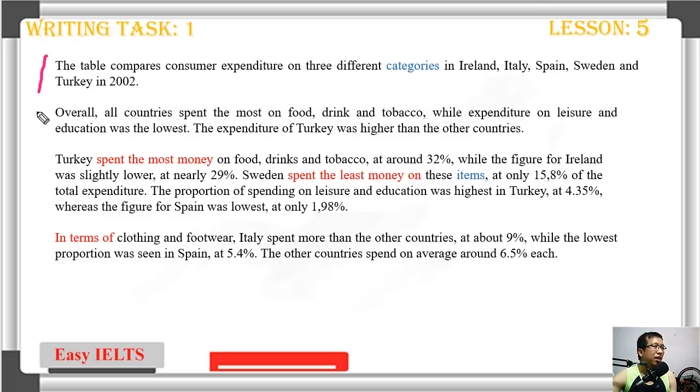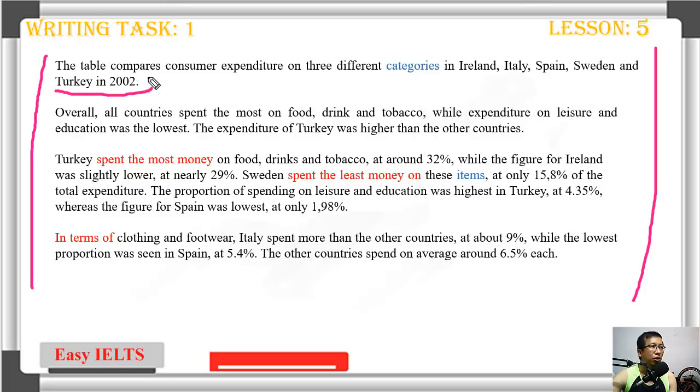So now this is the entire essay. You need to write this down and read it a couple of times, so that you can understand how we write our introduction, how we write the overview, and how we pick up the numbers to write for body 1, body 2. And I think that's enough for today.